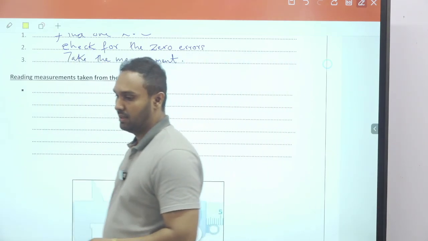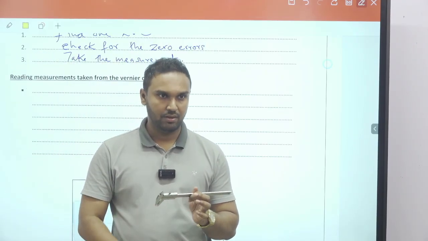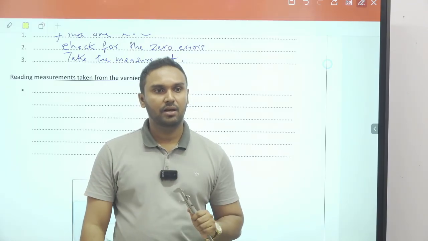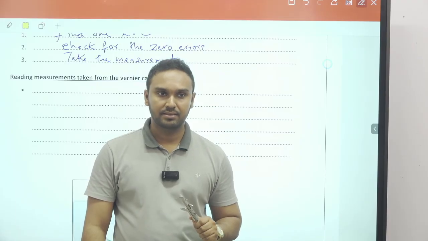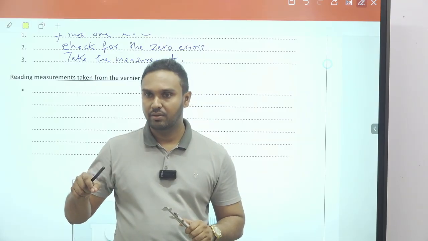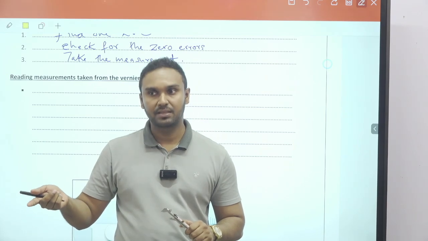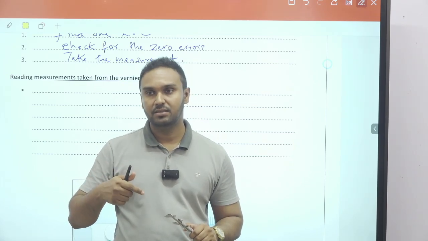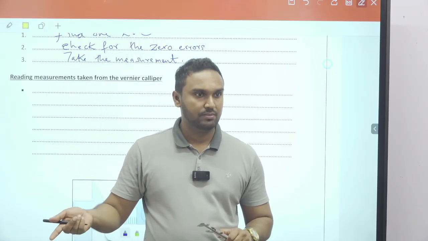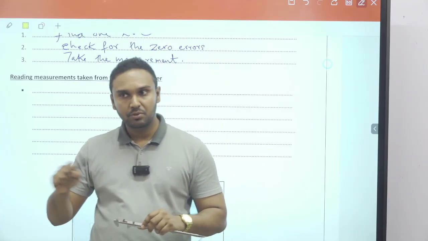Let's say you have put an object in between the two jaws, and now you have to measure its length. First you check if there's a zero error, and if there is, you calculate it and note it down, because you have to either deduct it or add it to the final measurement depending on the type of zero error. If it is a positive zero error, you deduct it from the final measurement, and if it is a negative zero error, you add it.